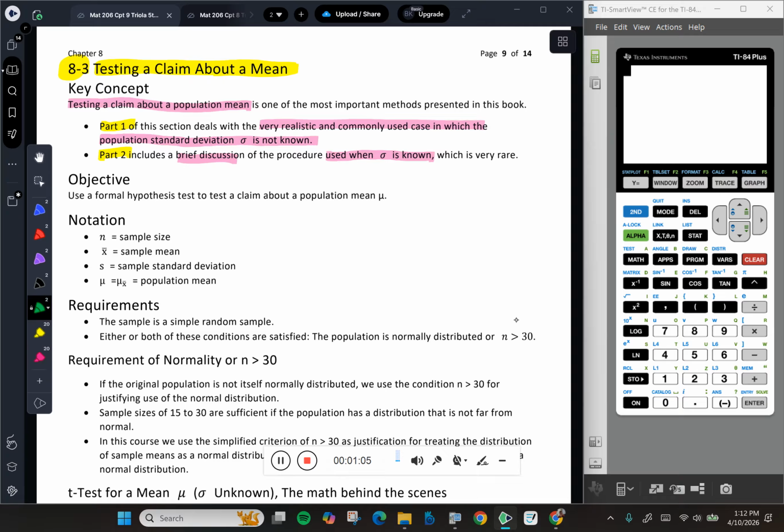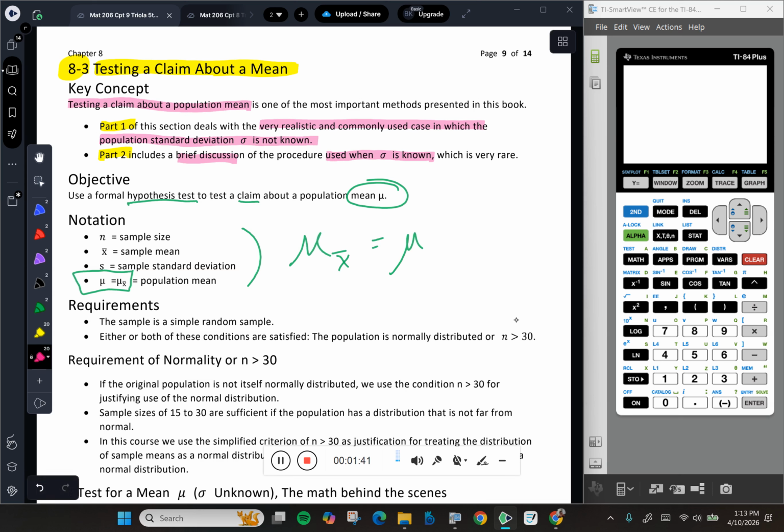But first off, our objective is to use a hypothesis test about a claim that's made about a population mean. The information, the data, the notation: n's for sample sizes, x bars for sample mean, s's for sample standard deviations, and mu's and mu sub x bars for our population mean, because in a sampling distribution, remember those two values are the same. So the mean of the sampling distribution, mu sub x bar, works out to be the same as the mean of the population.